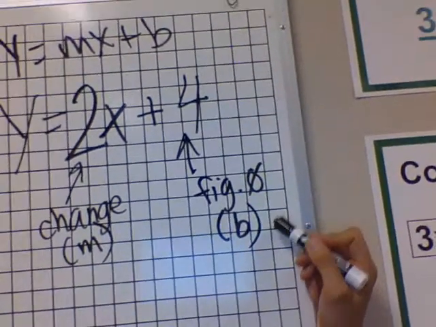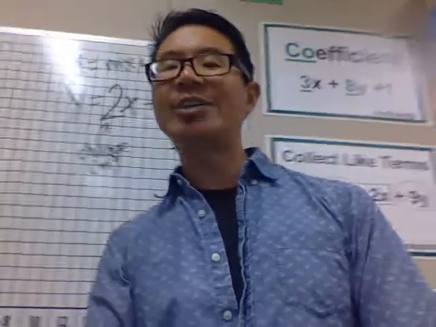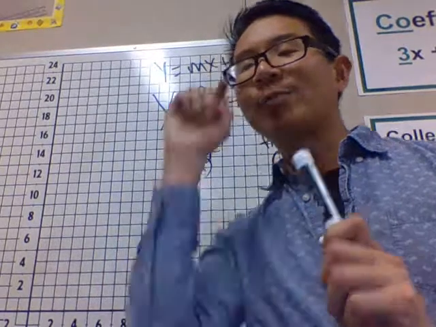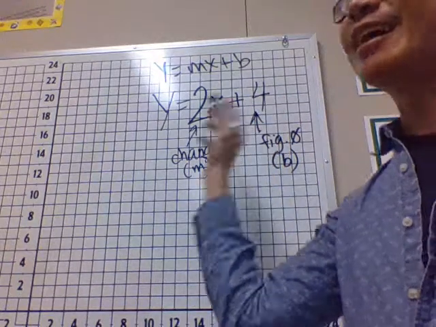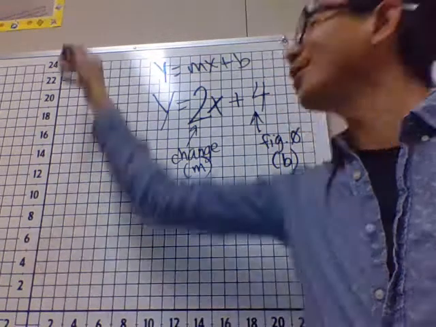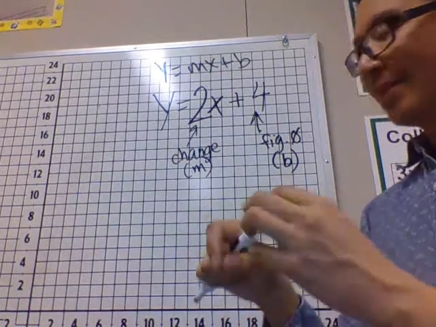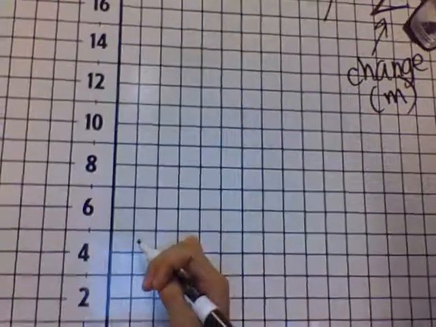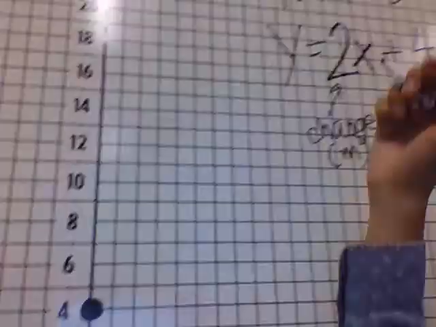Figure 0, also known as B in algebra, has another name. The name is the y-intercept. So y-intercept means in the line version of y equals 2x plus 4, the line is going to cross on the y-axis at 4. So what I do is I look at my Cartesian plane, I get my marker, and I find the 4 on the y-axis, and there's my first dot.